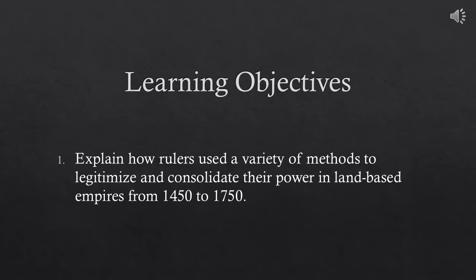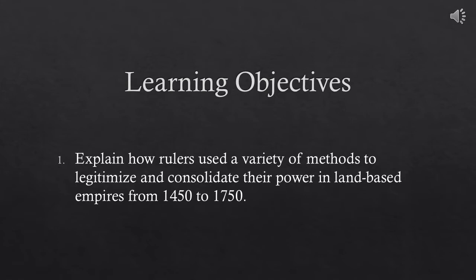Today's presentation is all about the maintenance of empires in the early modern period of world history. In our last presentation, we looked at how some early modern land-based empires were built and expanded throughout their local regions. Today, we will focus on how those regional land-based empires were able to maintain effective control over their empires for elongated periods of time.